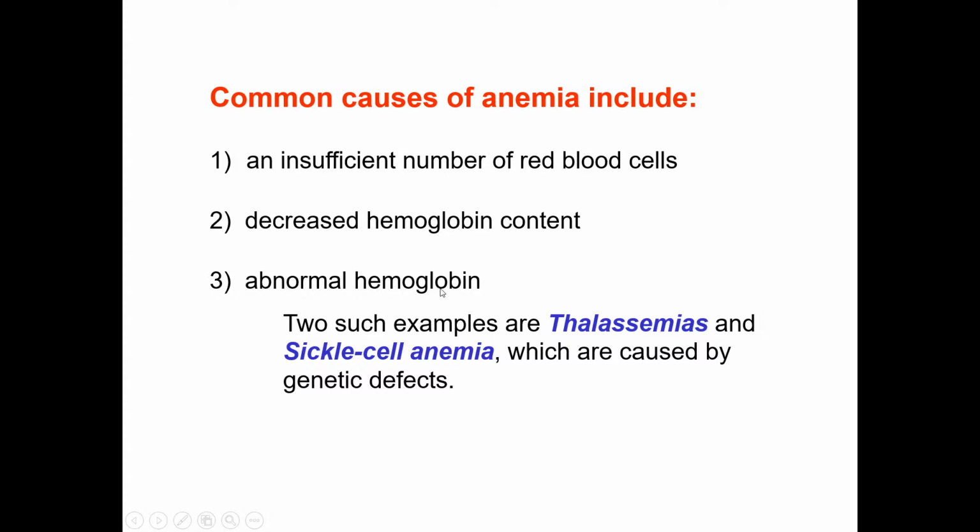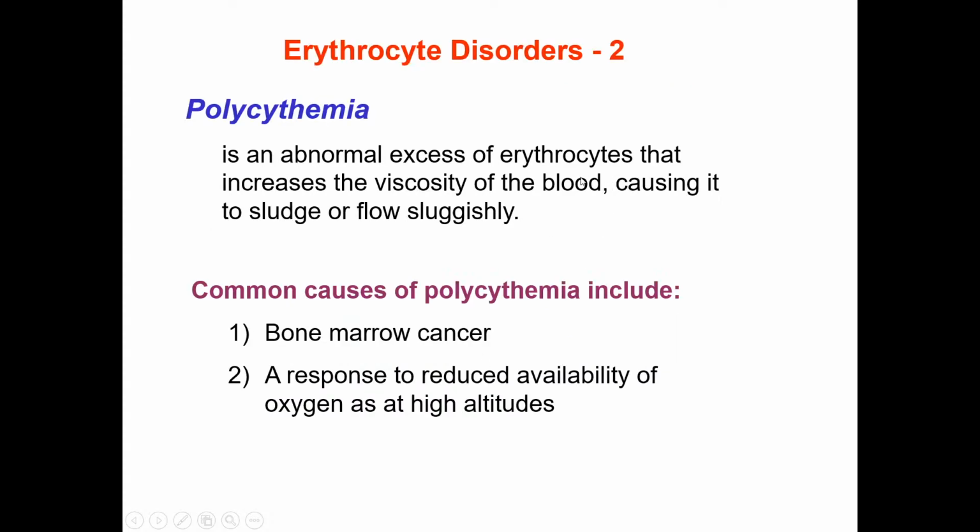The abnormal hemoglobin can be visualized in diseases such as thalassemia and sickle cell anemia. These are the two conditions in which a person has abnormally shaped RBC and abnormally shaped hemoglobin, which is not effective in the transportation of respiratory gases. Then, if the number of the RBC exceeds beyond normal, the condition is referred to as polycythemia. And the common causes for polycythemia include bone marrow cancer, and secondly, the response to reduced availability of oxygen, particularly in the high altitudes.